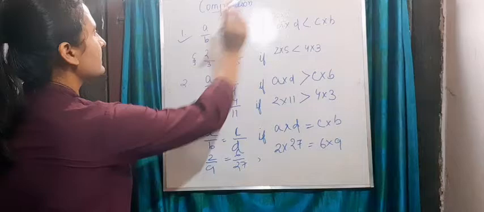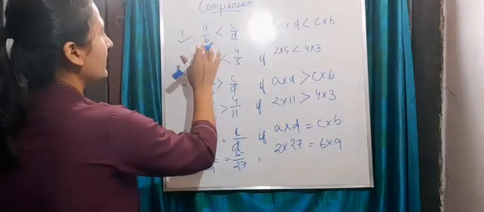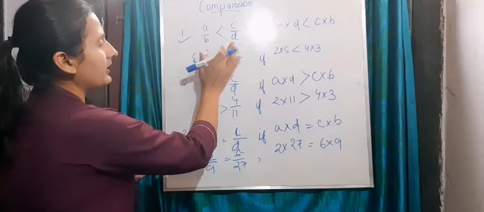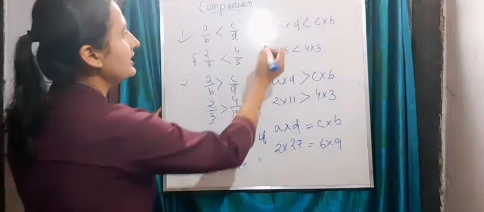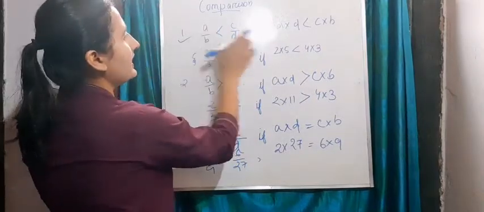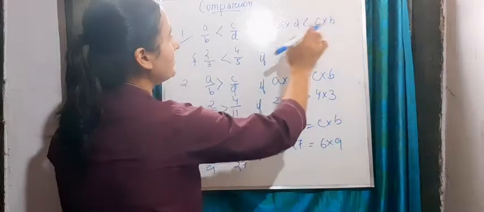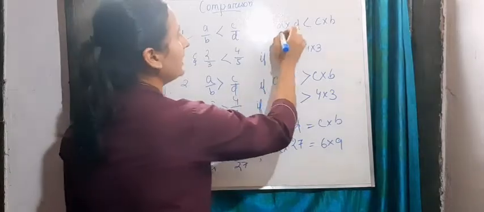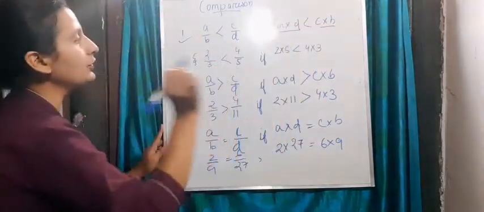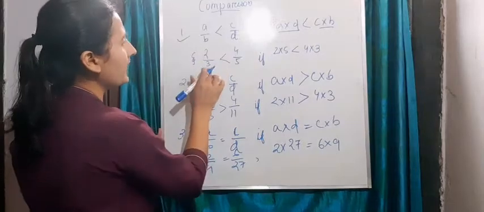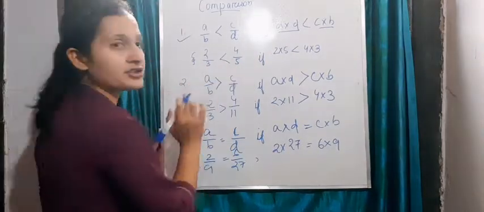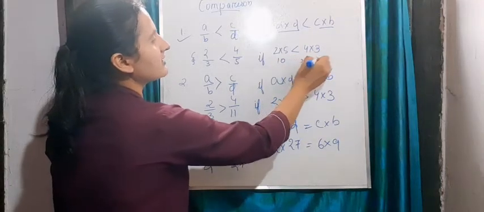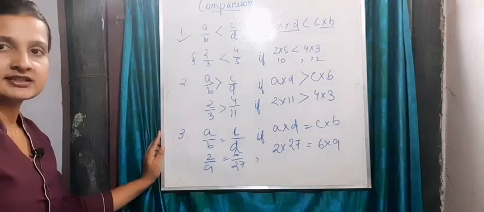First, suppose two fractions are given, a by b and c by d, and you have to find out whether a by b is smaller than c by d. For that, we have to cross multiply: a into d and c into b. a by b is smaller than c by d if a into d is smaller than c into b. Here you see 2 by 3 is one fraction, 4 by 5 is another fraction, correct? So 2 into 5 is smaller than 4 into 3. This is 10 and this is 12, correct? I hope that the first one is clear.